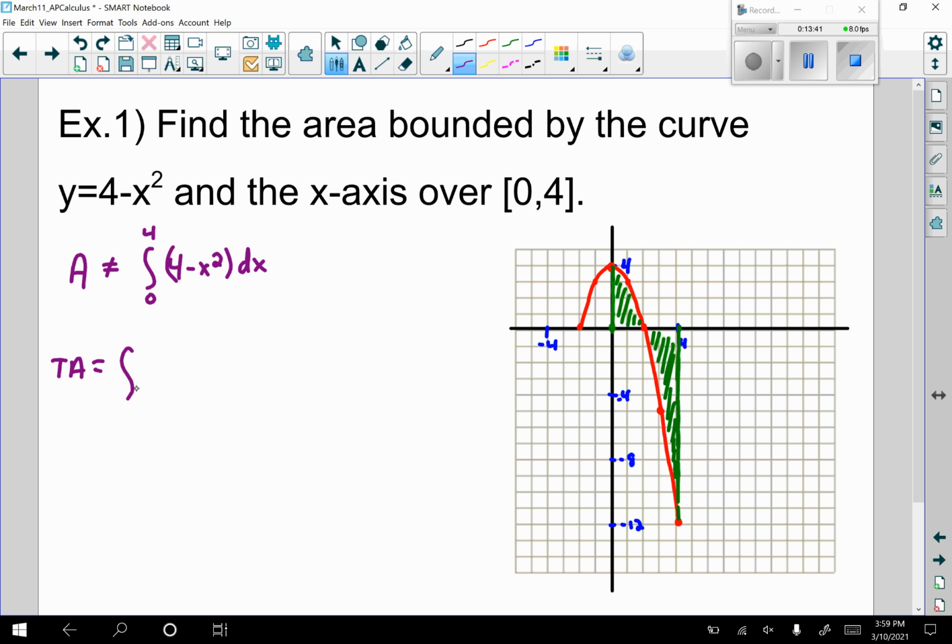First, we take the integral from 0 to 2 of 4 minus x squared dx. And then since the second area is negative or below the x-axis, we're going to subtract the integral from 2 to 4 of 4 minus x squared dx.